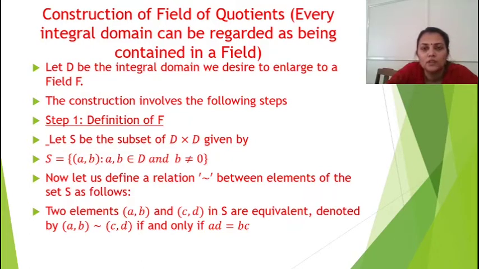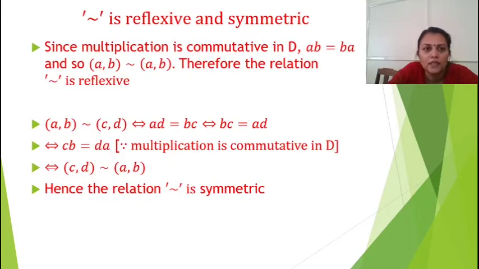To memorize it, we can use that idea. So the relation is (a, b) ~ (c, d) if and only if ad equals bc. Now we have to show that this is an equivalence relation. First we show that it is reflexive and symmetric. Since multiplication is commutative in D, ab equals ba, and so (a, b) ~ (a, b) itself. Therefore, the relation is reflexive.